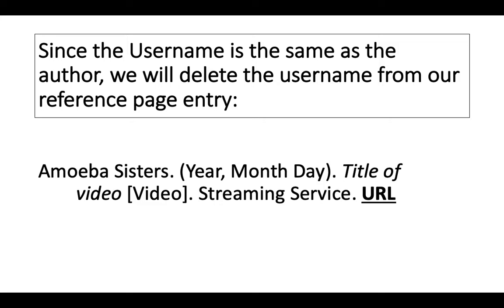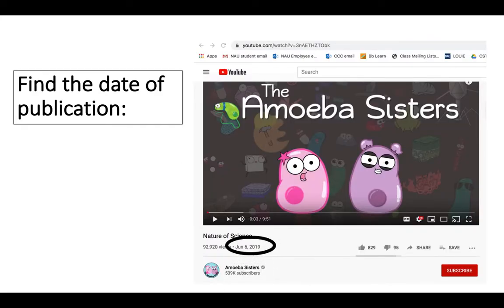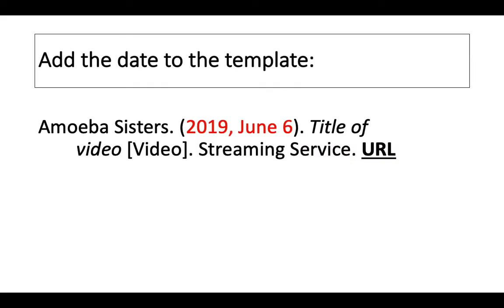Next, I need to look for the date of publication. YouTube videos are really good about showing the actual date of publication. Here it's June 6, 2019. So I write 2019, comma, the full word, June, J-U-N-E, and then a space, and then the date, in this case 6, so June 6, 2019.